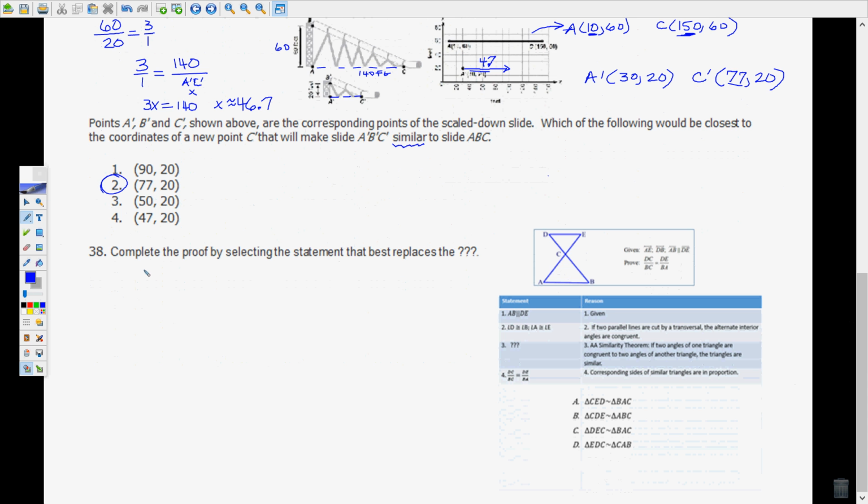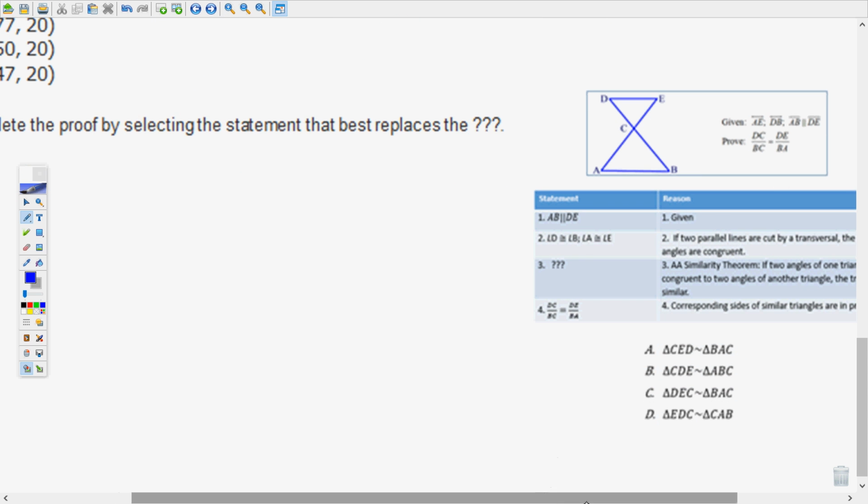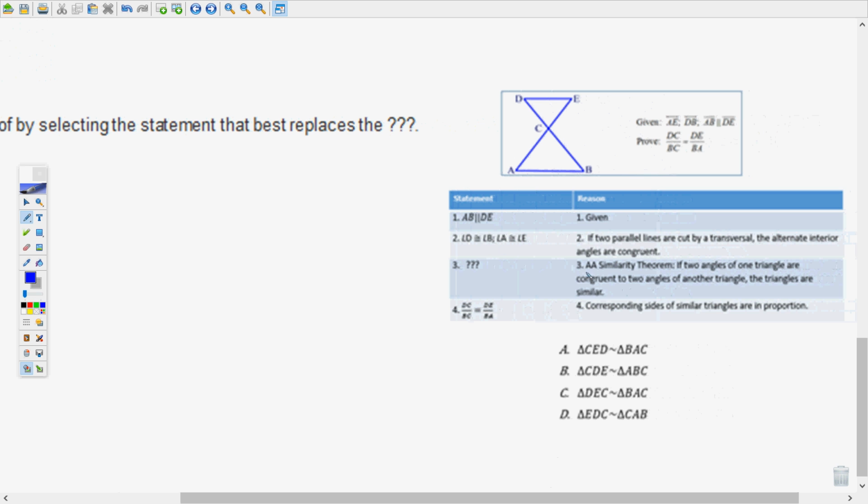38, complete the proof by selecting the statement that best replaces the question mark. So here we're looking for a statement. Now in the past, so far anyway, we've looked for the reasons. This time we're looking for an actual statement. And here's the reason for whatever the statement is.